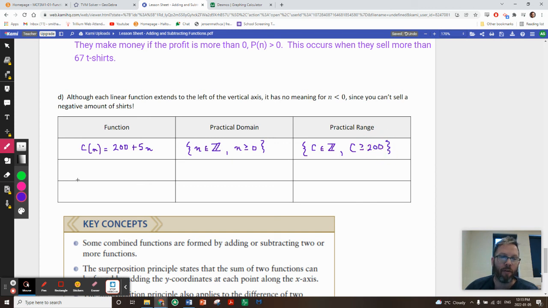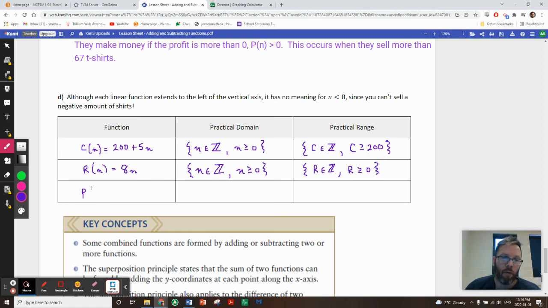We'll do the same thing for the revenue function. The revenue function was 8n. Again, you cannot sell a negative amount of t-shirts, so n is an integer greater than or equal to 0. What are our possible values, our range for revenues? Well, if you sell no t-shirts, you make no dollars. That's the minimum. Revenue is the money you take in. You can't take in negative money. You can take in nothing, or you can take in some money. So the range for the revenue will be greater than or equal to 0.